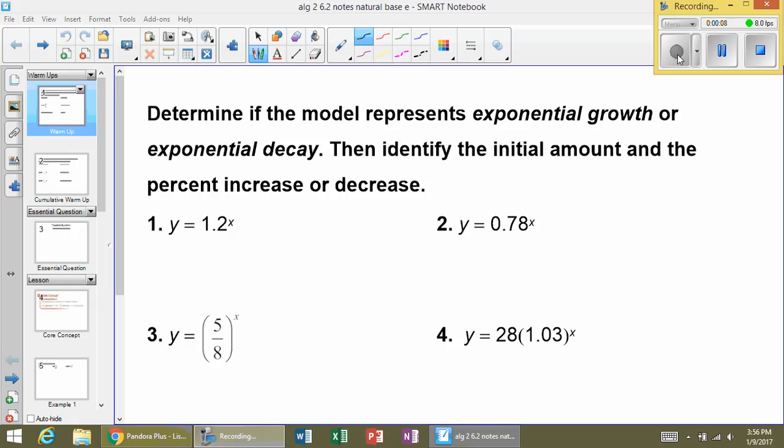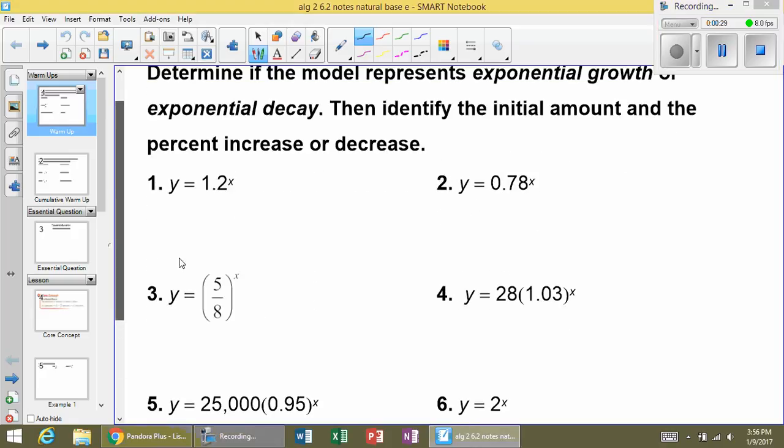Our first slide here is going to be a warm-up slide, so you need to determine if the model is going to be exponential growth or exponential decay, and then identify the initial amount and the percent increase or decrease. Just to remind you of what we did yesterday in class, you're going to look at the base. Here my base is 1.2. Because that base is bigger than 1, we're going to call this growth, and so it is going to be exponential growth.